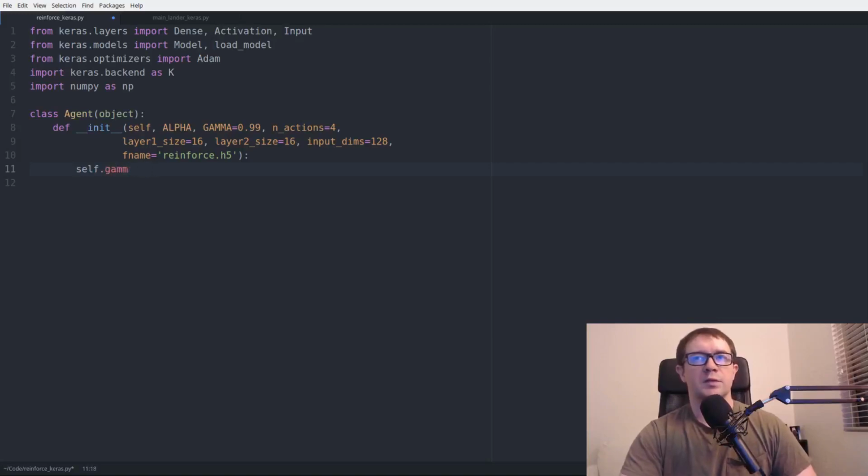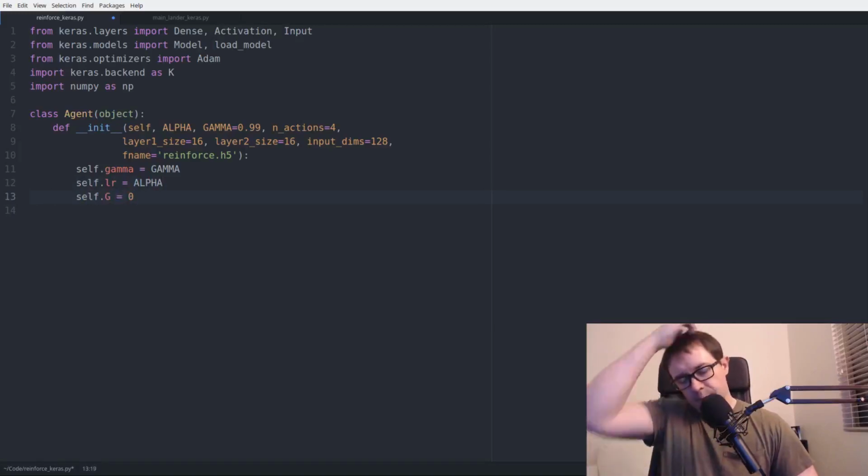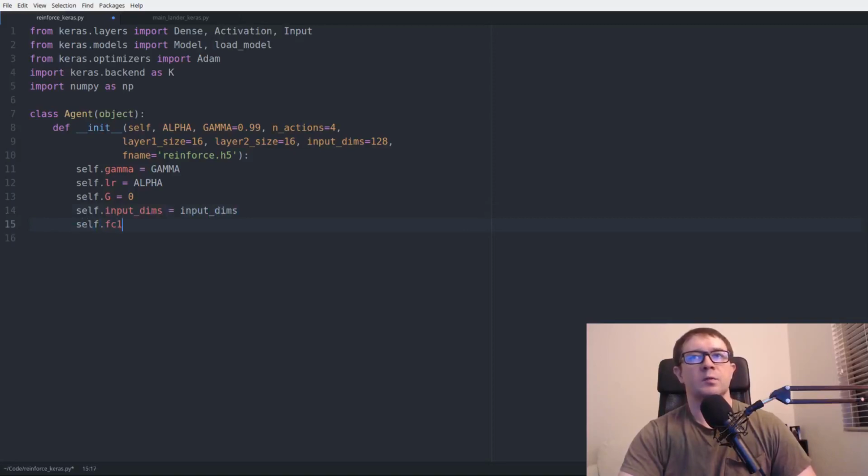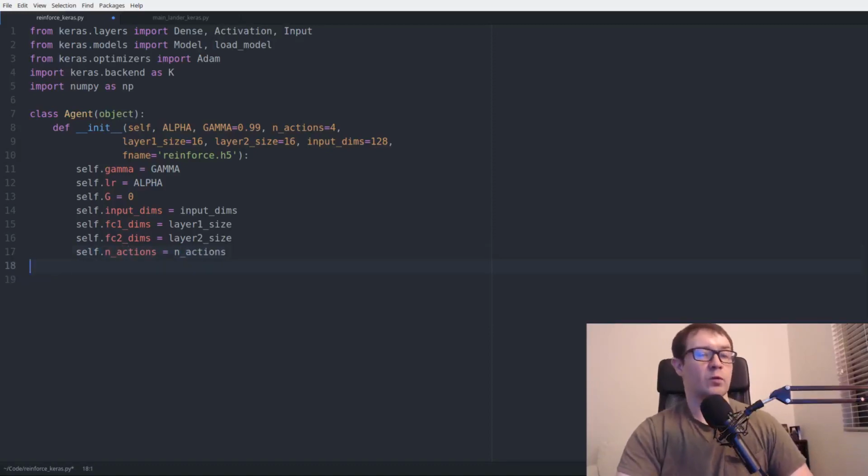So of course you want to save all of your member variables in their respective fields. Learning rate, and we're going to need something called G. G will be the discounted sum of rewards that follow each time step. We'll get to that later, but it basically tells the agent how much reward it received after any given time step. Then fc1 dims and fc2 dims, layer 2 size. We also need an action space, and this is of course for our action selection.